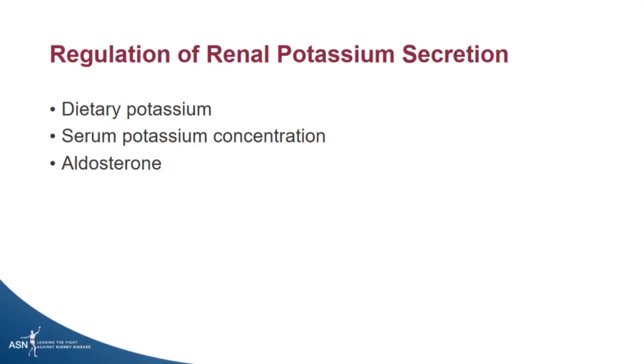Aldosterone is the major hormonal regulator of potassium secretion. Increasing aldosterone levels increases the activity of the epithelial sodium channel, increasing sodium reabsorption, increasing the electronegativity in the lumen and stimulating potassium secretion. Distal tubular flow rate is also an important regulator.